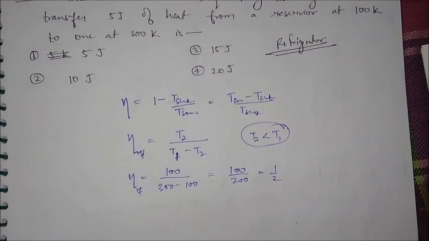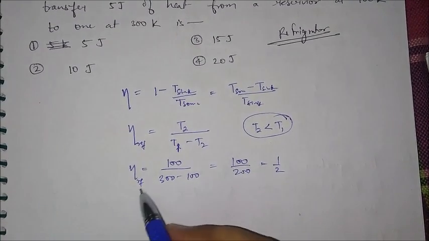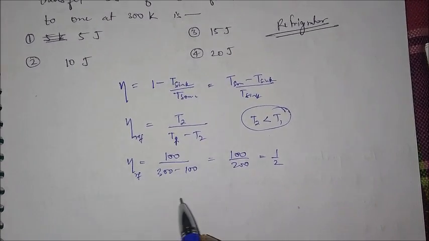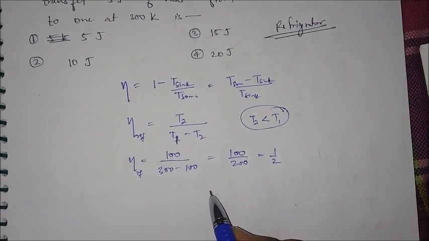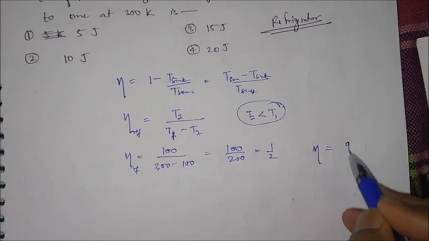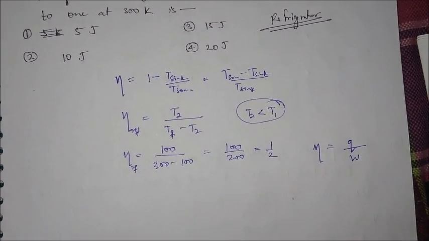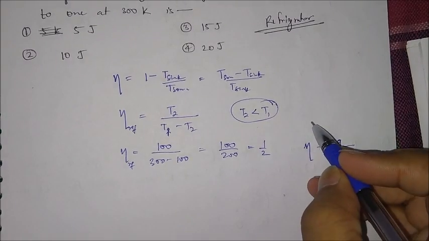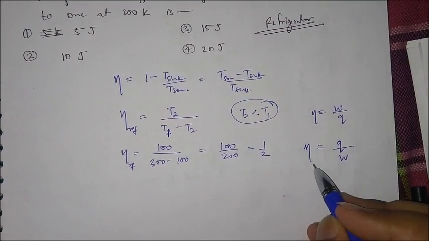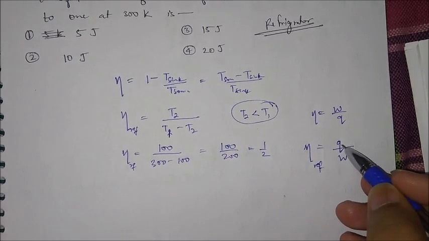So the coefficient of performance comes out to be 1 by 2. Similarly, for a Carnot engine, efficiency is given by eta equals W by Q, but for a refrigerator it will be reversed, that is Q by W.